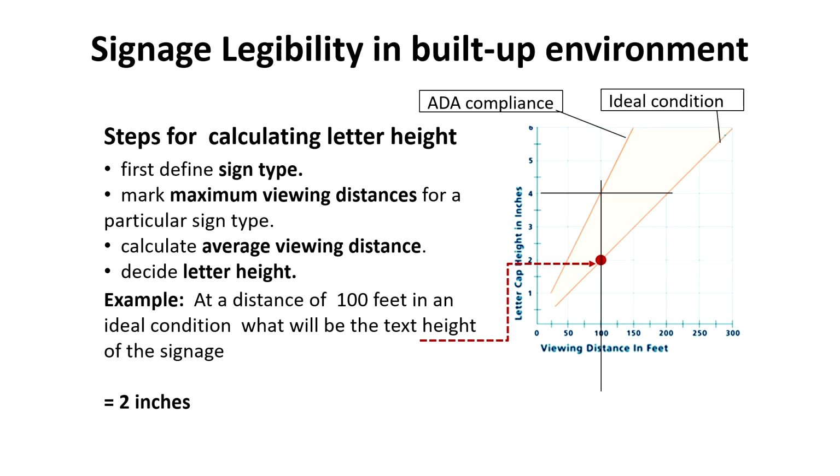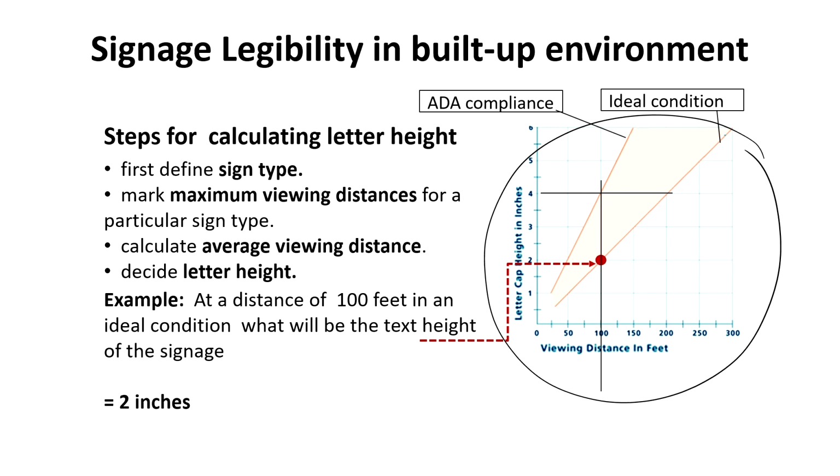The graph provides insight into typical viewing distance based on factors such as signage location, the purpose, and the environment in which it is placed. After determining the average viewing distance, the appropriate text height of the sign is decided upon. Let us take this one example.